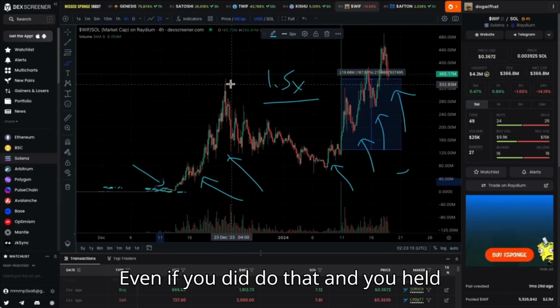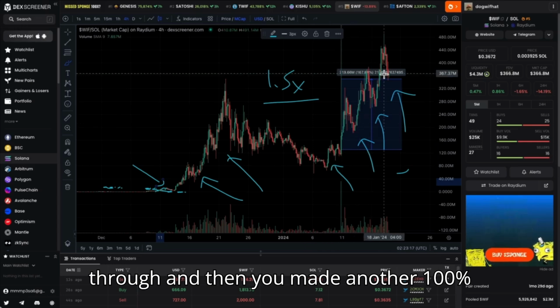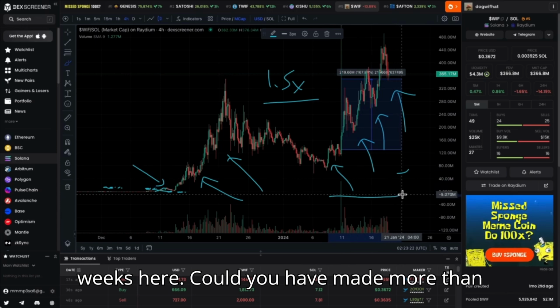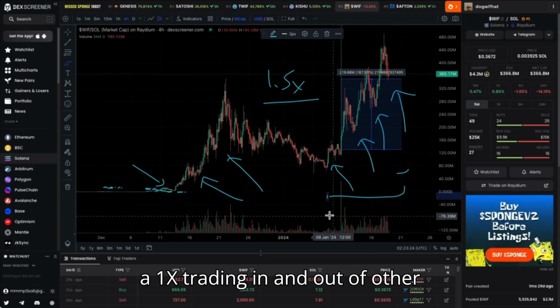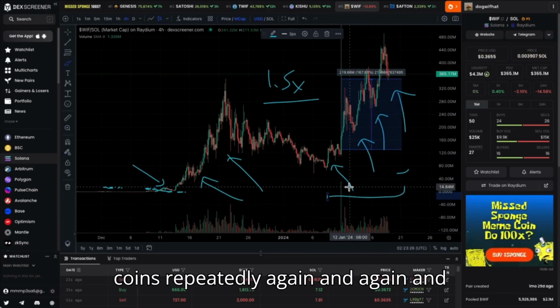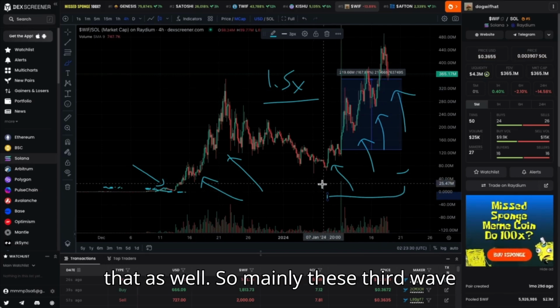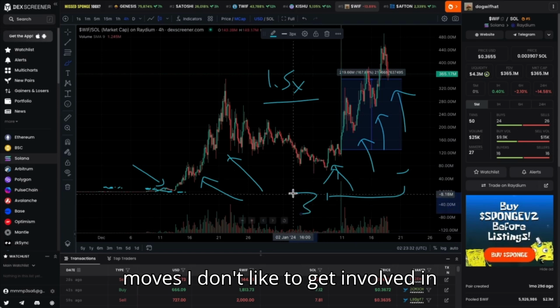Even if you did do that and you held through and then you made another 100% here in this time, which is basically 2 weeks here, could you have made more than a 1x trading in and out of other coins repeatedly again and again and again? So you have to think about it like that as well. So mainly these third wave moves, I don't like to get involved in.